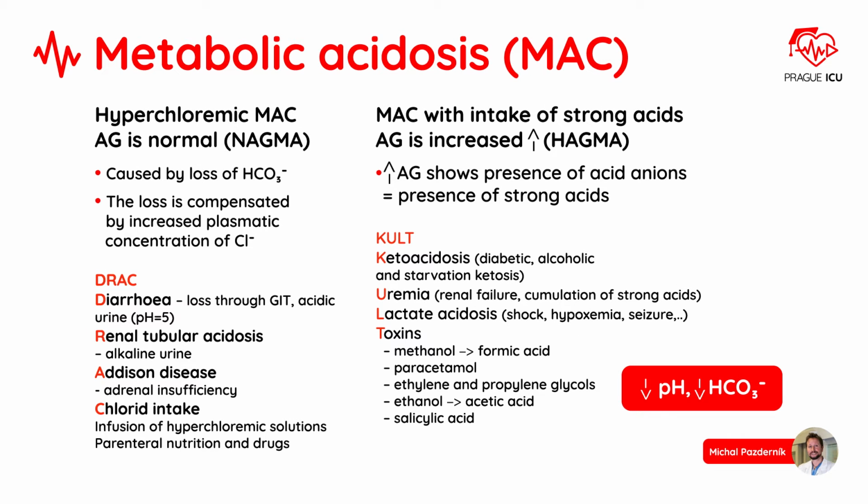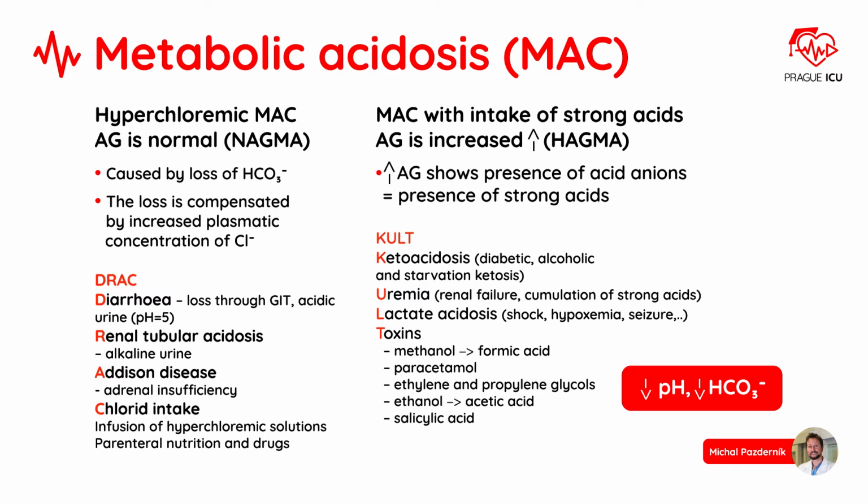There are 2 types of metabolic acidosis: hyperchloremic or with increased strong acids. Hyperchloremic metabolic acidosis, in which anion gap is normal, so-called NAGMA. This is caused by loss of bicarbonate. Now we need to get back to Gamblegram. Loss of bicarbonate cations then must be compensated by increased plasmatic concentration of chlorides. Causes include following. You can see the mnemonic DRAC: diarrhea, renal tubular acidosis, Addison disease, or chloride intake.